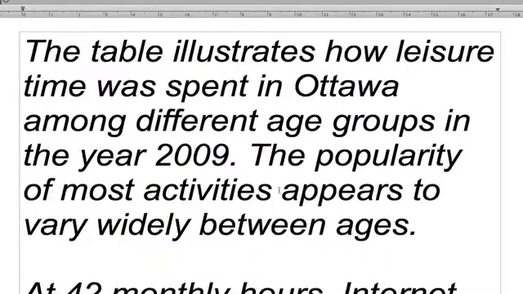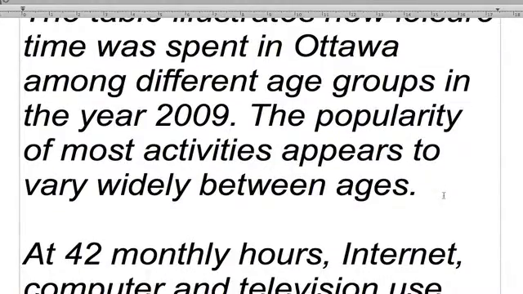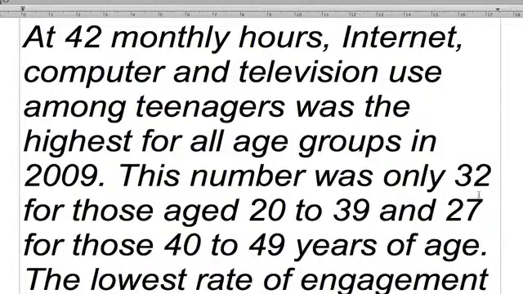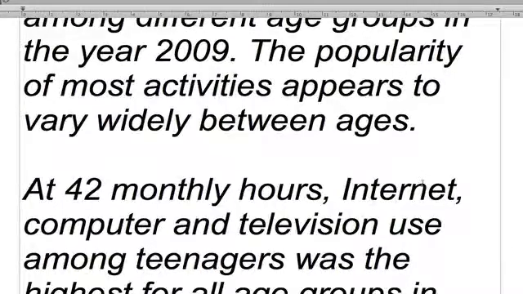So let's go back up to the top and read through this response once and ensure it's in keeping with the data source. The table illustrates how leisure time was spent in Ottawa among different age groups in the year 2009. The popularity of most activities appears to vary widely between ages. Okay. And I know some people are going to ask why this is in present tense, but we're just referring to this moment when we are looking at this table; it appears to us that the popularity varies widely between the different ages.